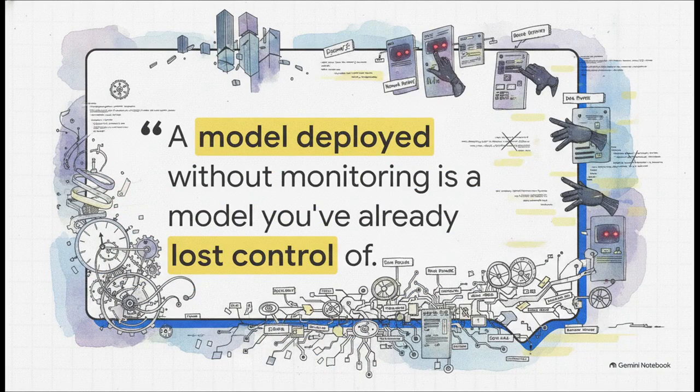But, and this is a massive but, the source text gives us a really high-stakes warning. A model deployed without monitoring is a model you've already lost control of. Standard software is static. ML models interact with a live, constantly shifting reality, which means their accuracy can and will drift. If you aren't actively monitoring an unsupervised model, it could eventually start making highly confident, fully automated, and completely disastrous decisions across your network.